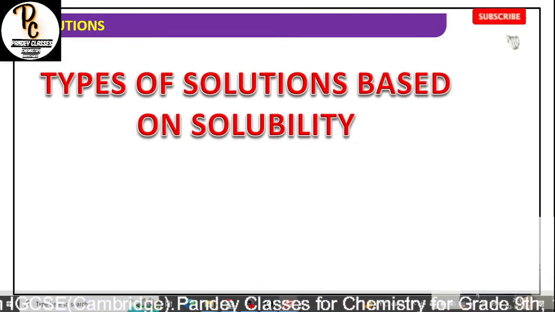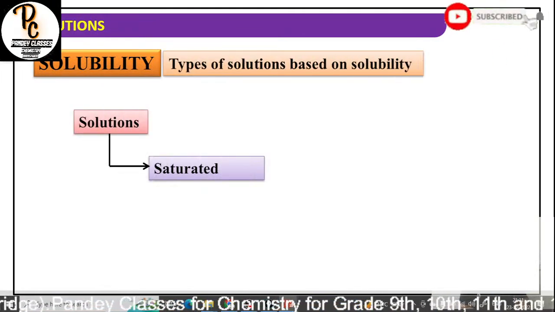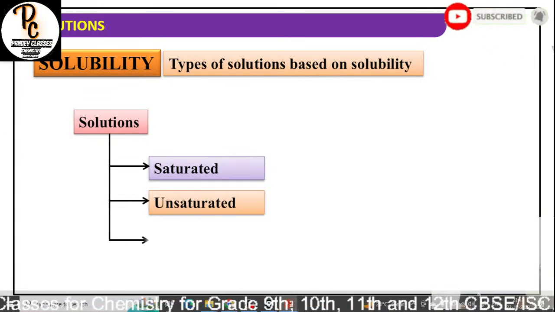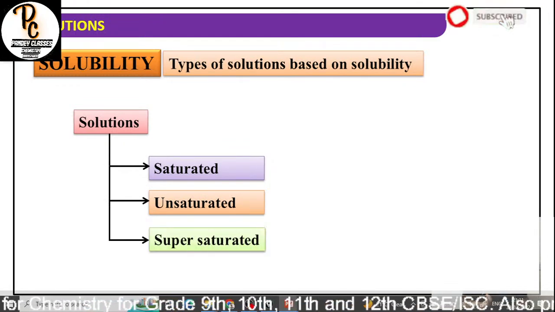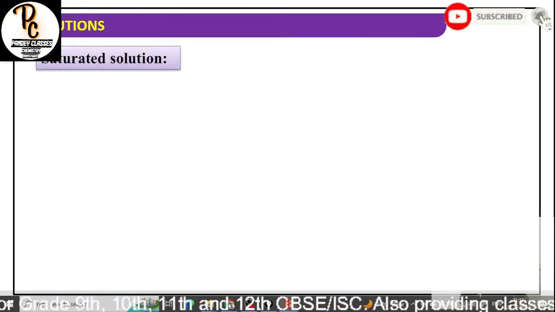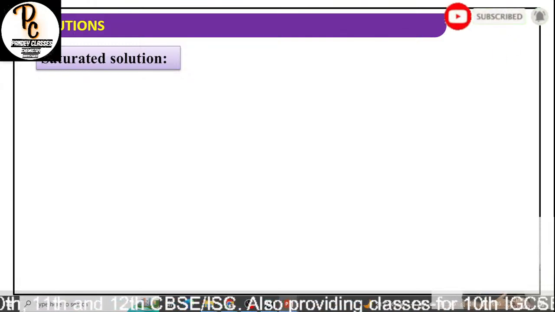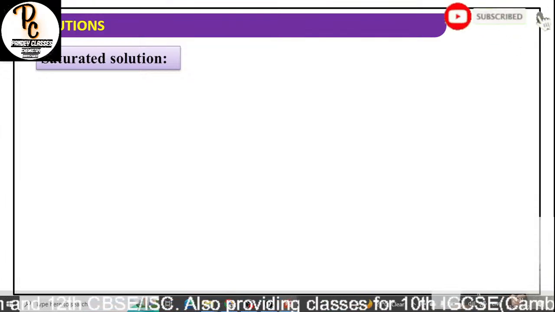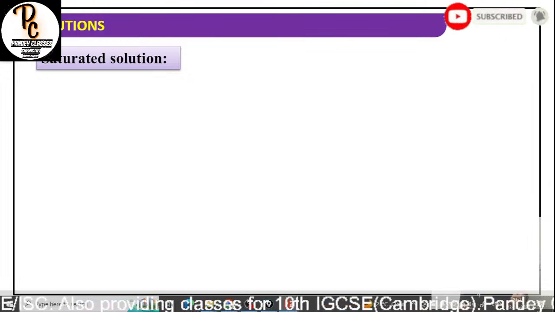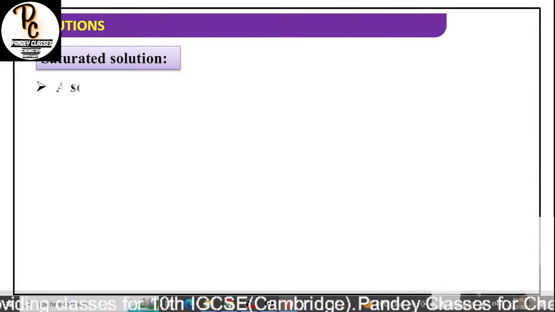Types of solutions based on solubility. This is something important that we are going to discuss. We all know saturated solutions, then we know unsaturated solutions, and then we have one more term, which we call supersaturated. So what are saturated solutions? Saturated solutions are those in which, if a further small amount of solute is added, instead of getting dissolved, it will convert into precipitate. Such solutions we call saturated solutions.